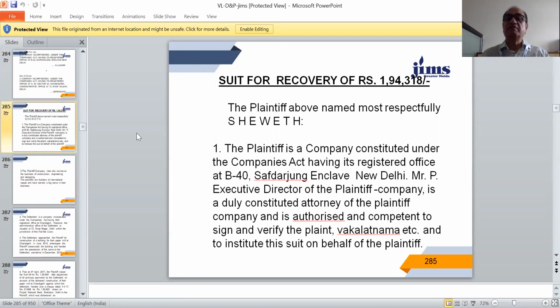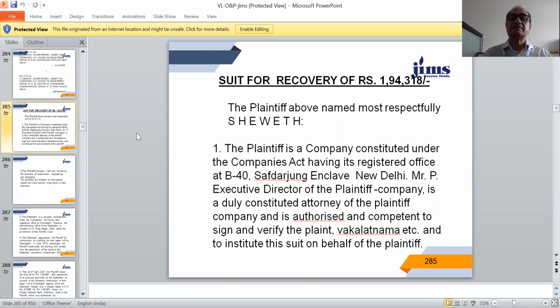Then the heading you will give: suit for recovery of 1,94,380. See, the valuation is well within the jurisdiction of Civil Judge Junior Division, New Delhi. So this is a suit for a definite amount. Hence, a summary suit can be filed under Order 37.